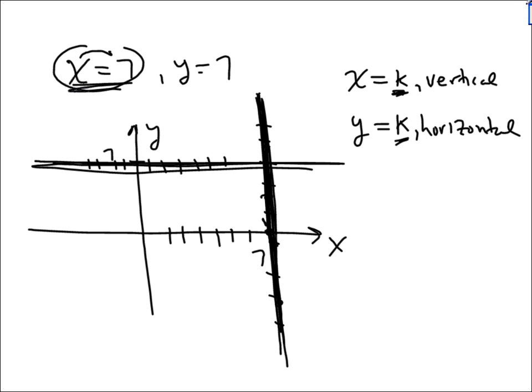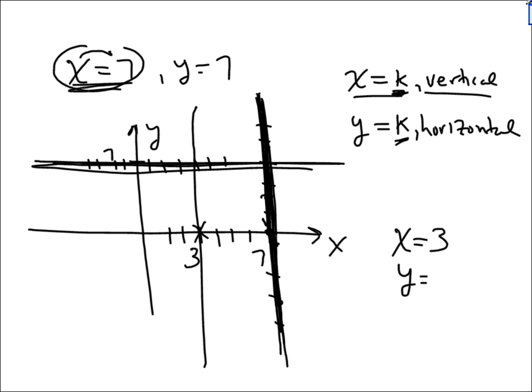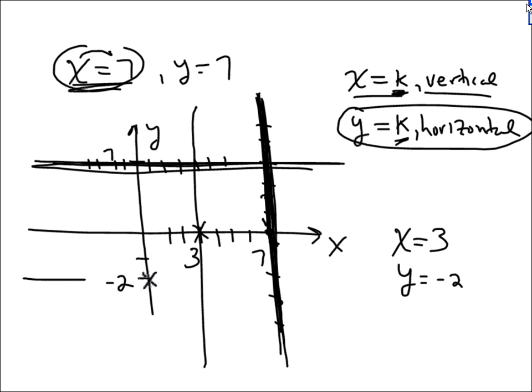It crosses at k. That is, if you want to graph x is equal to 3, since it's x equals a constant, it's a vertical line, and it crosses the x-axis at 3. It is this line. If you want to graph the line y equals negative 2, it's a horizontal line, because whenever it's y equals, it's horizontal, and it better cross the y-axis at negative 2. It will be that line. Okay.